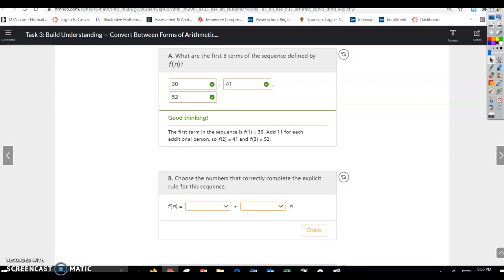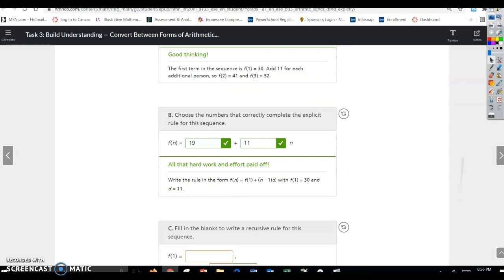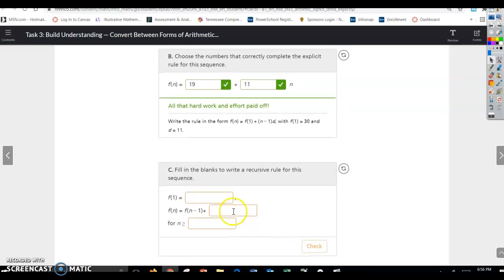All right, so the explicit rule is a little bit different. So we got to think about n minus 1. So what would be the n minus 1 term? So if this first term is 30, the n minus 1 term would be 11 before that. So if I subtract 11 from 30, I get 19. And then my common difference is 11. And that's my explicit rule. So it's very similar to the other rule.